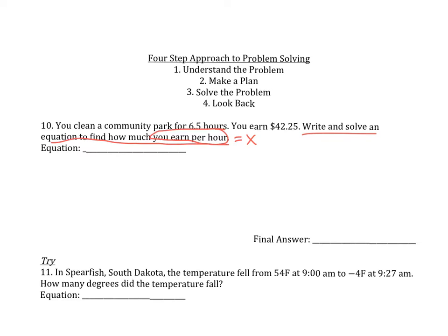Well, I know my total amount that I earned is $42.25, and I know that I worked 6.5 hours to earn that. So if I do 6.5 hours times how much I earn, which is x, that's going to be equal to the total amount of money that I earned, $42.25. And you may have been saying to yourself, well, Mr. Craw, I could have done that in my head. I know I do $42.25 and divide by the 6.5 hours. And that is precisely what we do after we write the equation. We divide by 6.5 hours.